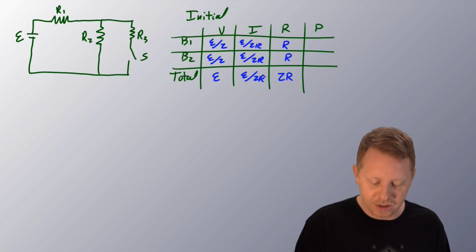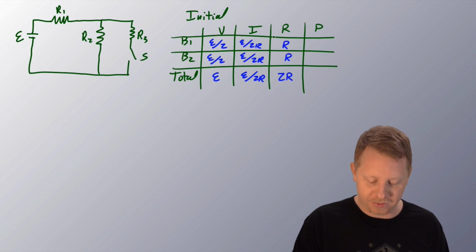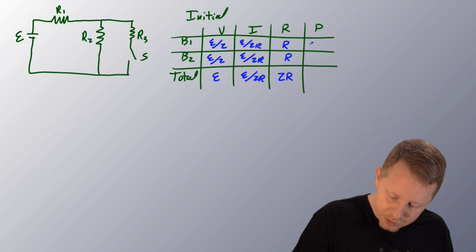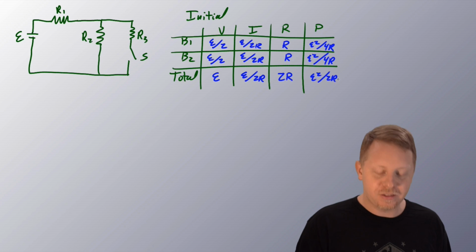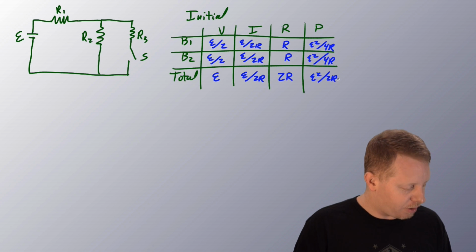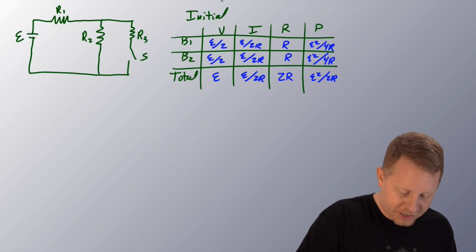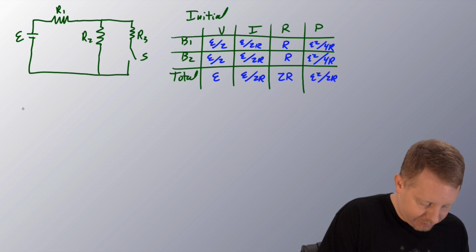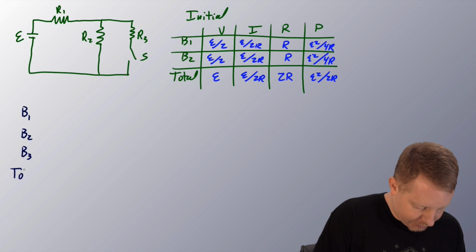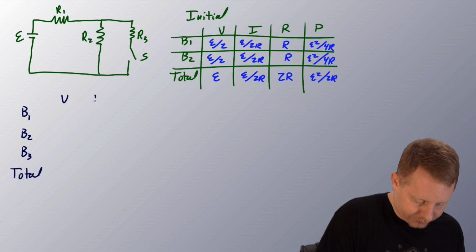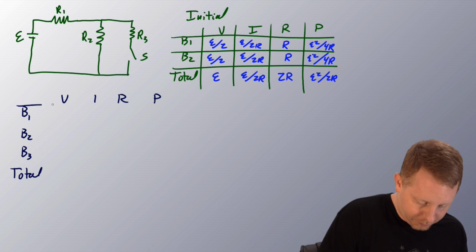And power then, we could find a number of different ways: I squared R, V squared over R, or V times I. Regardless of your favorite method of calculating power for the different rows, I come up with E squared over 4R, E squared over 4R, and of course E squared over 2R. So that's our initial conditions. Now our new conditions, let's do another table now when this switch is closed and we've got R2 and R3 in parallel. So now we'll have B1, bulb 2, bulb 3, and our total V, I, R, and P.